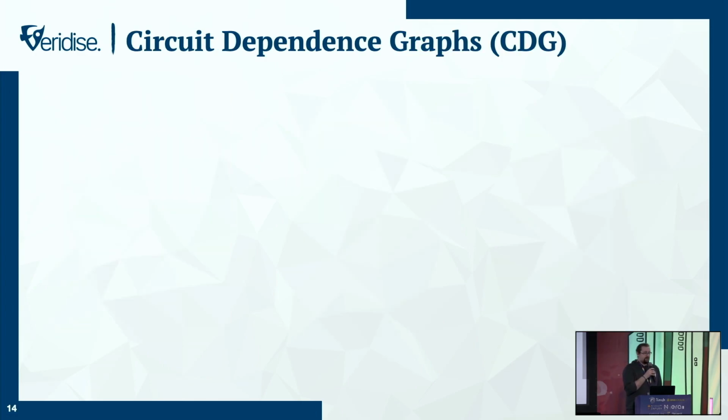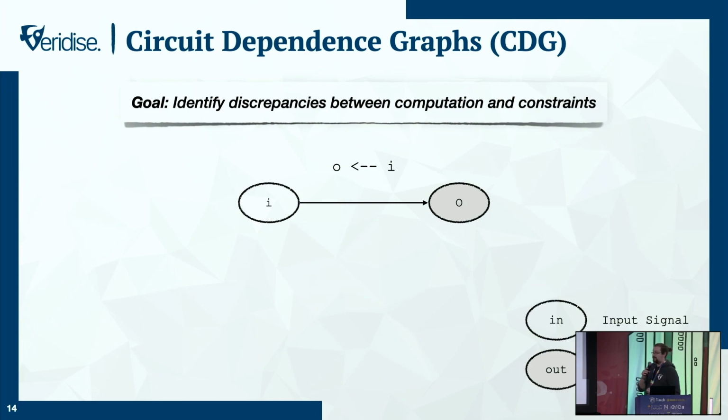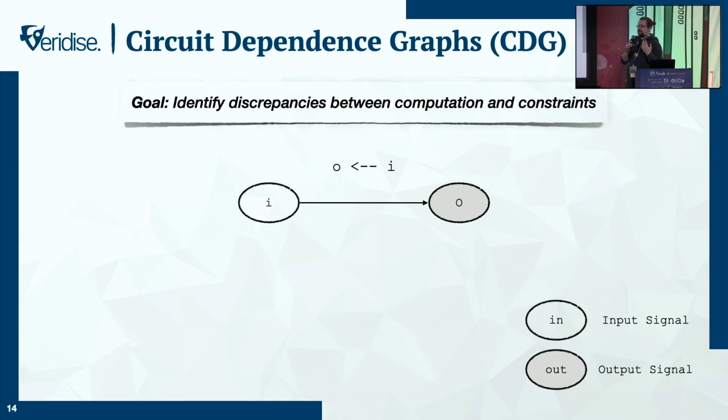And so the way that we do this is we first construct this thing called a circuit dependence graph. I'm not going to go into a whole lot of details about what this is, but essentially the intuition behind it is you want to identify discrepancies between the computation and the constraints. Each signal within your circuit is going to be a node, and then the relationships, so basically assignments within your circuit, are going to be encoded as edges.